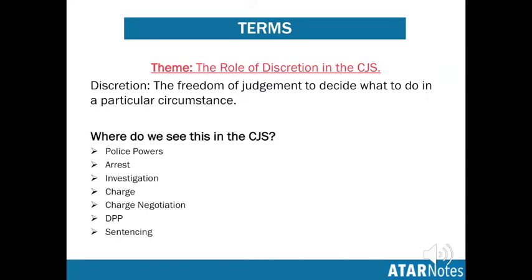So put simply, it's about having a choice. It's about exercising that choice. Obviously, a little bit more complicated than just ice cream before dinner when we're looking at the criminal justice system. So I've just put some dot points here about different ways where it is displayed in the criminal justice system.